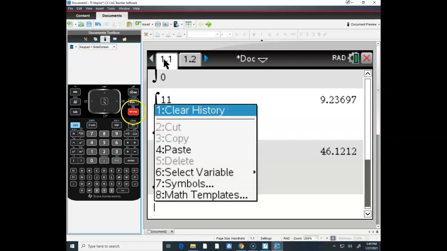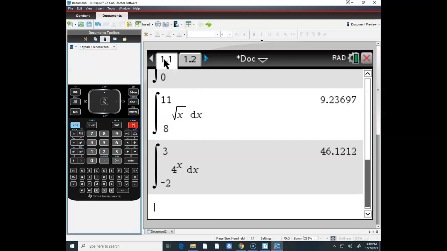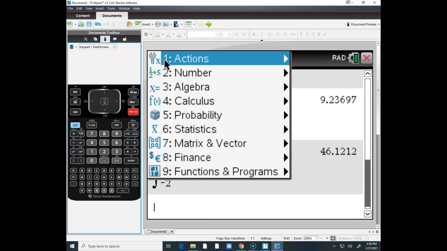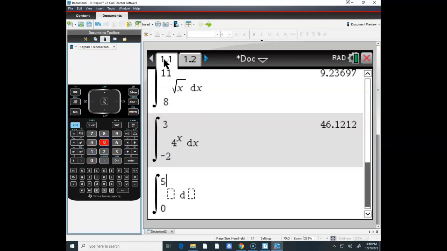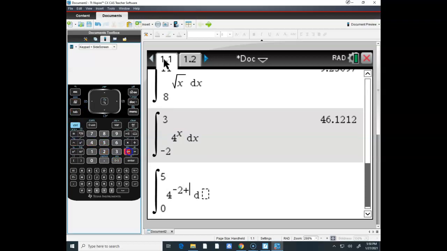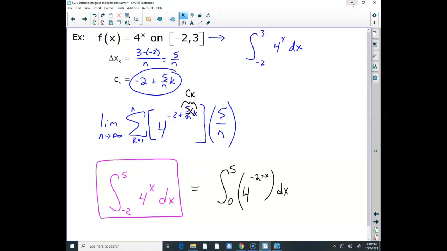If I went the other way with menu 4 3, I grab another integral and go from 0 to 5. Now my exponent is 4 raised to the negative 2 plus x, then tab over to my dx. Now, hey, it's the exact same area. As long as my width is the same and it's a horizontal transformation, I can make this work in any way, shape, or form that I wish.